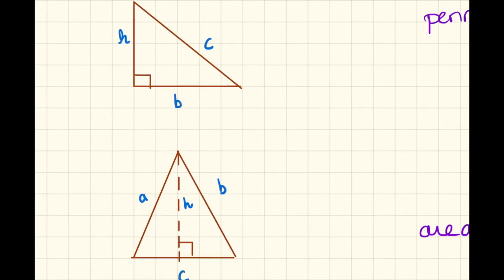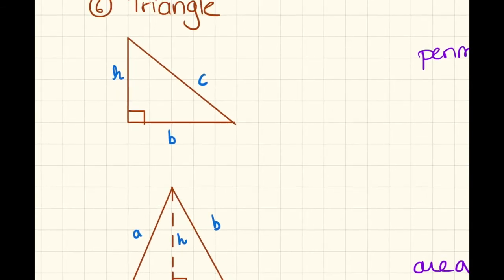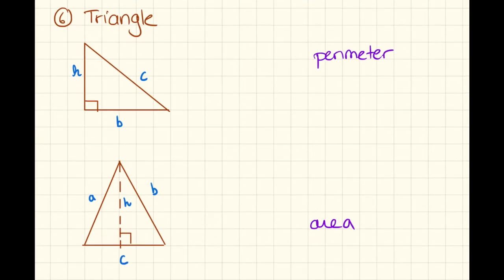We didn't need to draw this line here for us to get it. It was already there. That's what's special about a right angle triangle. So for the perimeter, for something like triangle 1, you would just do H plus C plus B, right? You're going to do everything around. And for the second triangle down here, you would just do A plus B plus C.